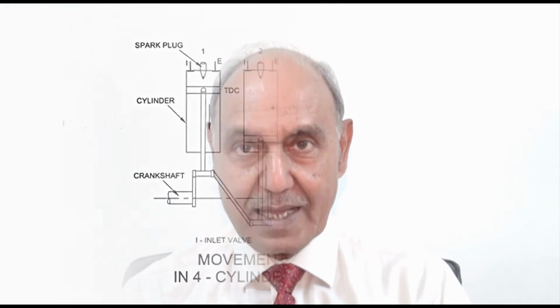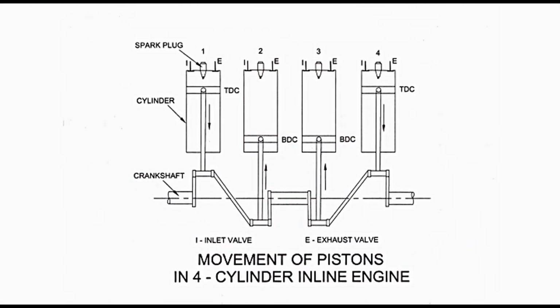4-cylinder in-line engine. Let us consider a 4-cylinder in-line engine. Cylinders are located side by side. Referring to the diagram, these are marked as 1, 2, 3 and 4. In cylinders 1 and 4, pistons are at TDC and would be moving downwards. In cylinders 2 and 3, pistons are at BDC and would be moving upwards. As far as the position of crank pins is concerned, these are 180 degrees apart.